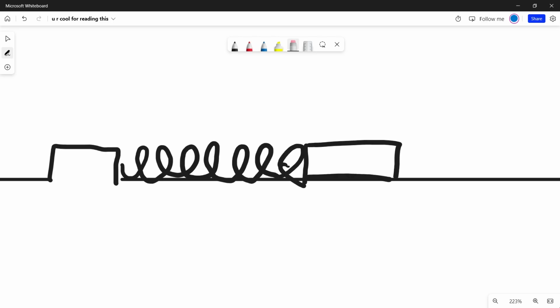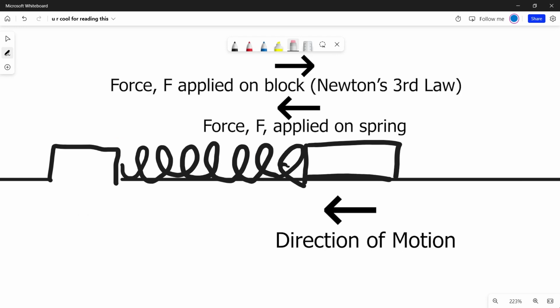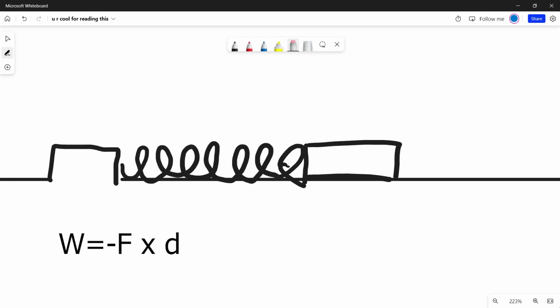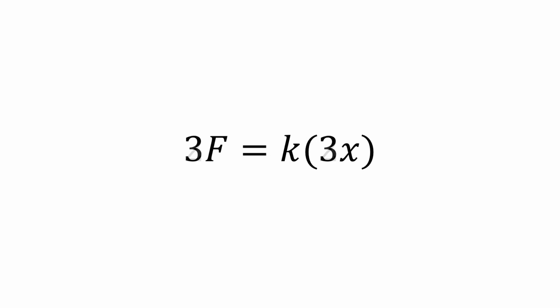We focus on what happens to the forces on the block. When it is compressing the spring, the block is observed to experience a linear increase in force in the opposite direction of the motion, indicating a loss in energy. Because for work done, if your force is in the opposite direction to the distance, then energy is being lost. And the linear increase in the force is due to the nature of F equals kx. As x increases linearly, F increases linearly too.